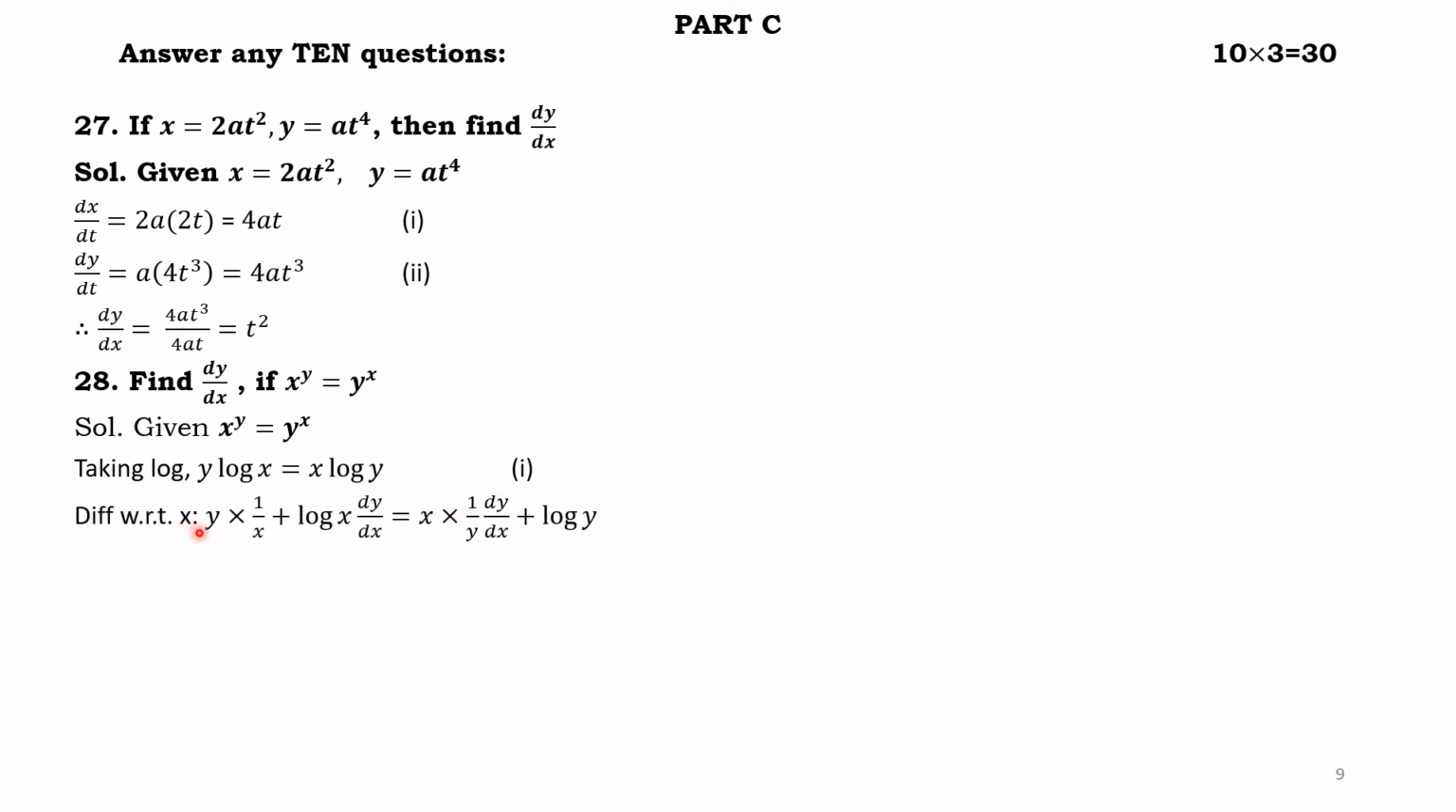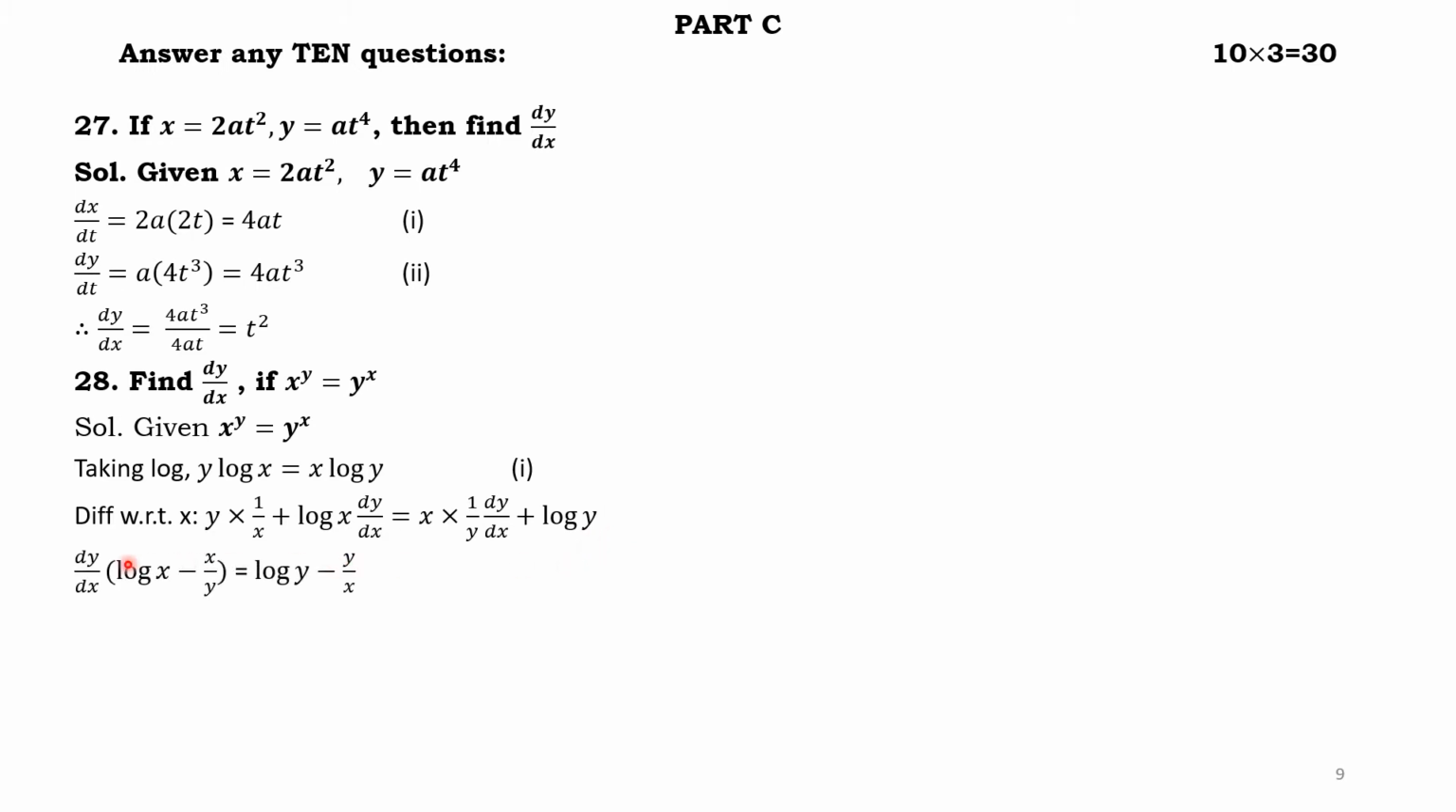Differentiating with respect to x, we get y into differential of log x, which is 1 by x, plus log x into dy by dx, using the product of two, say u into v: u into v dash plus v into u dash. So using that we get y into 1 by x plus log x into dy by dx is equal to, similarly on the right hand side, x into d by dx of log y, which is 1 by y into dy by dx, plus log y into dx by dx, which is 1.